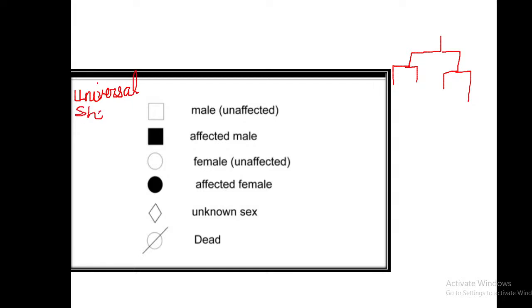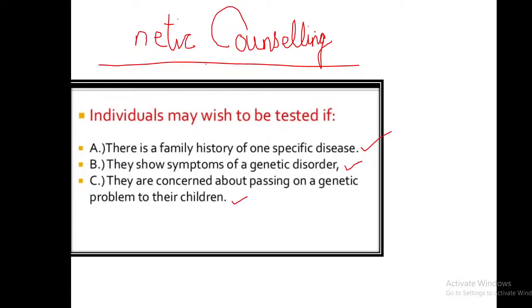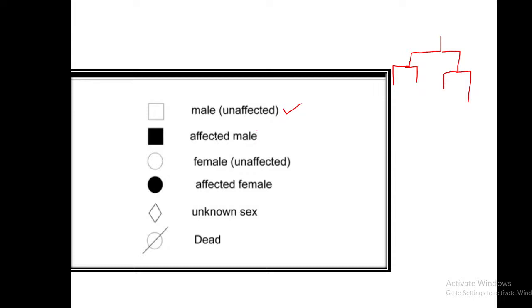A square stands for male. If it is a father, it is male. Now an affected male, someone with some disease, simply say diabetes, is an affected male.